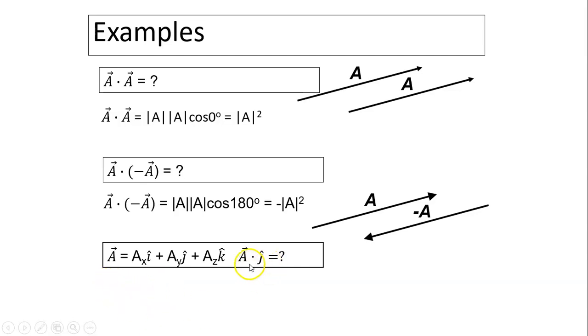Now how about a dot j? Well, that is the same. Remember the FOIL. So j times i is 0. j times j gives you 1. j times k another 0. So the answer is just ay.